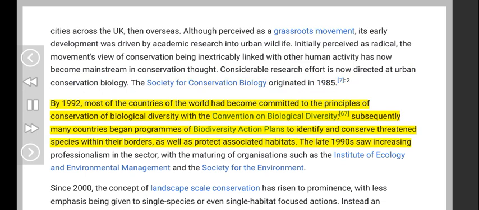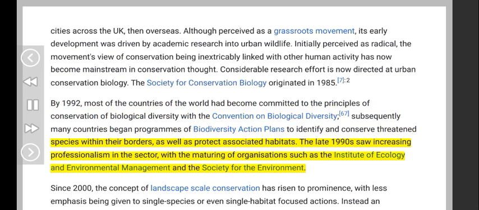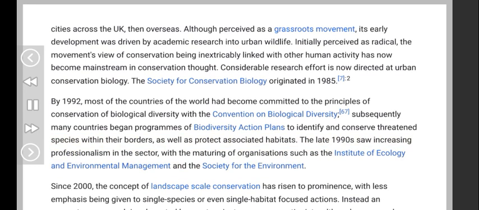By 1992, most of the countries of the world had become committed to the principles of conservation of biological diversity with the Convention on Biological Diversity. Subsequently, many countries began programs of biodiversity action plans to identify and conserve threatened species within their borders, as well as protect associated habitats. The late 1990s saw increasing professionalism in the sector, with the maturing of organizations such as the Institute of Ecology and Environmental Management and the Society for the Environment.